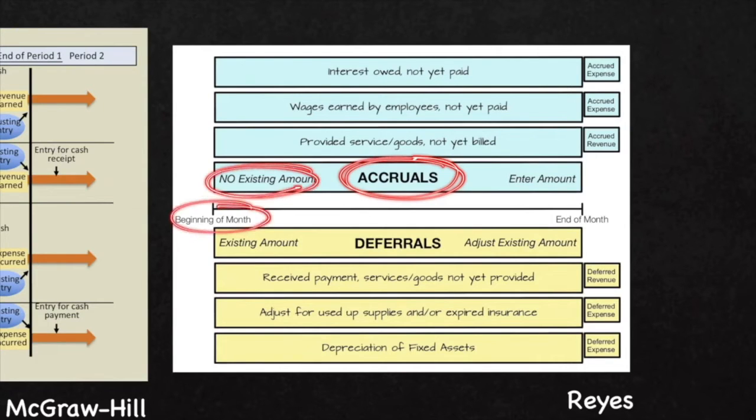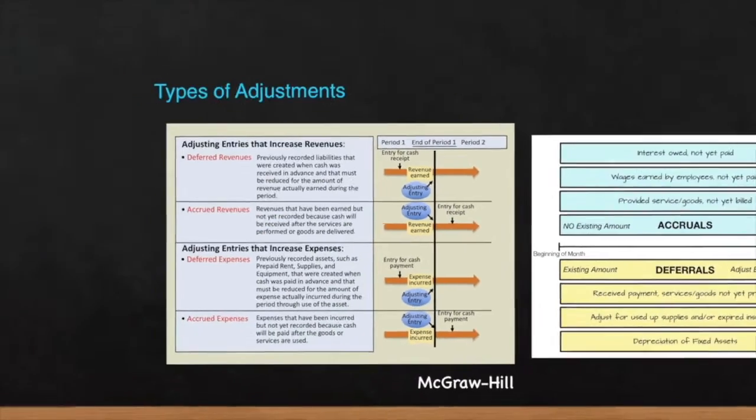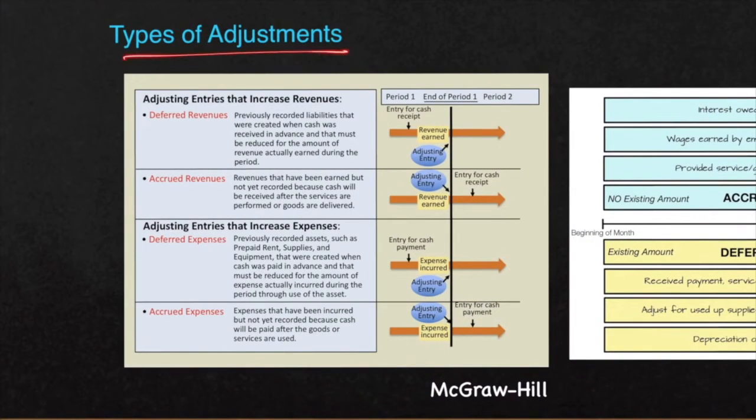Now, accruals, there's no existing amount at the beginning of the accounting period or beginning of the month. We go through the month, and by the end of the month, we have to enter that amount because something happened during the month that's not part of our accounting records yet, and now we have to enter it. And that is called an accrual. There's your different types of accruals, accrued revenue, and a couple of examples of accrued expenses. Those examples are the ones that the textbooks or publishers usually like to use for their examples, whether it be exercises or problems in the textbook or their online material.